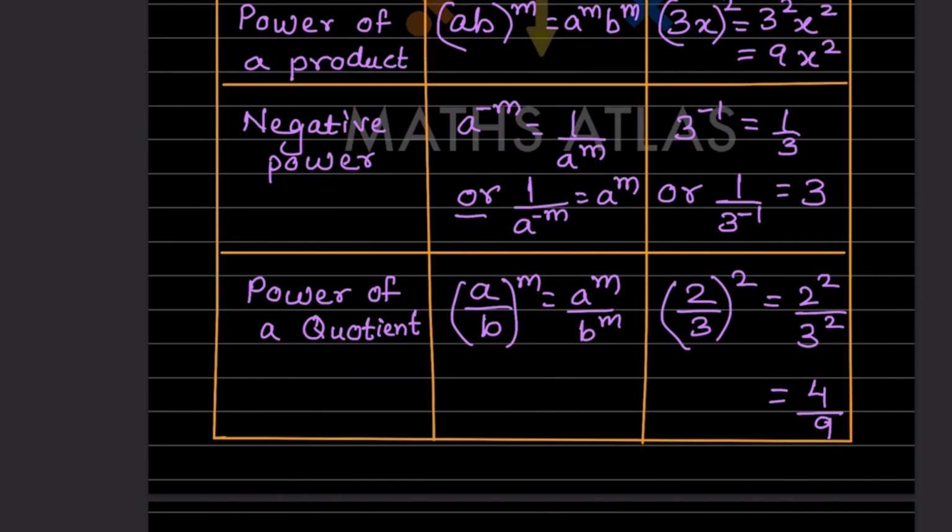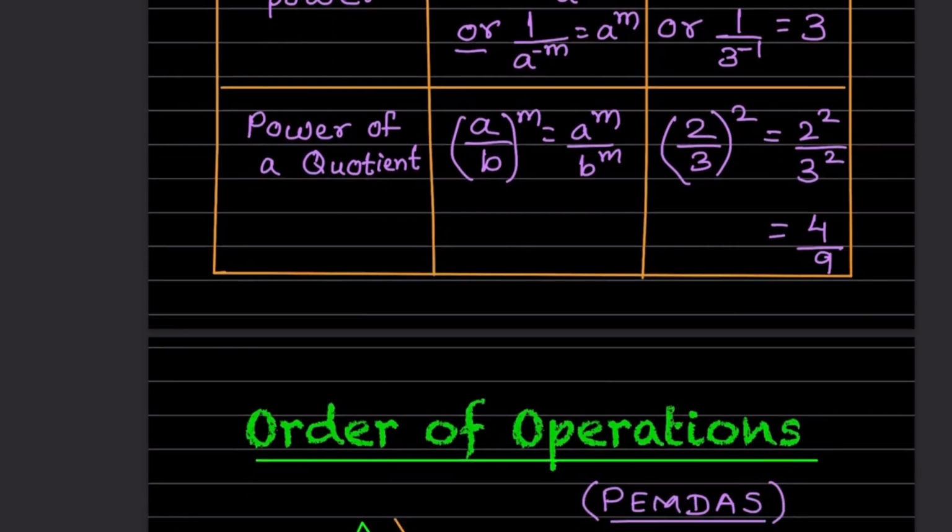Same over here, if we take 2 in place of a and 3 for b, you multiply the exponent into this as well as this one. So 2 raised to 2 divided by 3 raised to 2, that is going to be 4 by 9. These are some of the laws of the exponents.